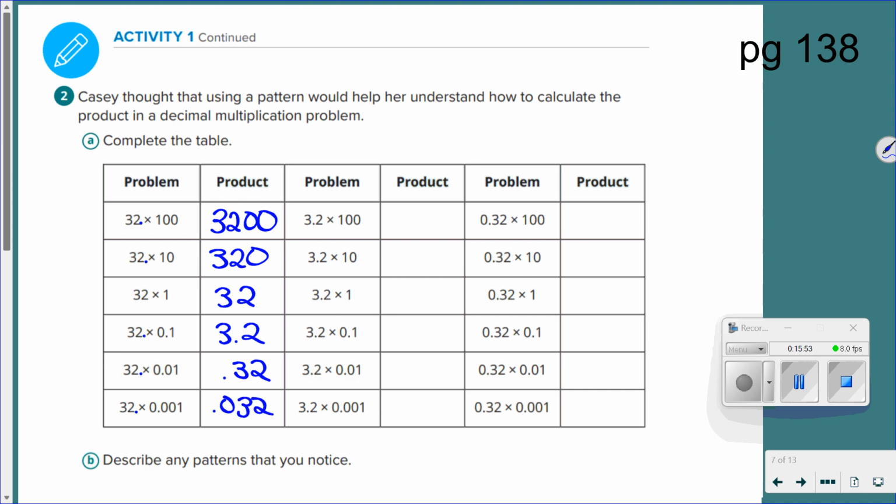Any questions? All right, I want you to finish the table and do B. Describe any patterns that you notice as you go through this.